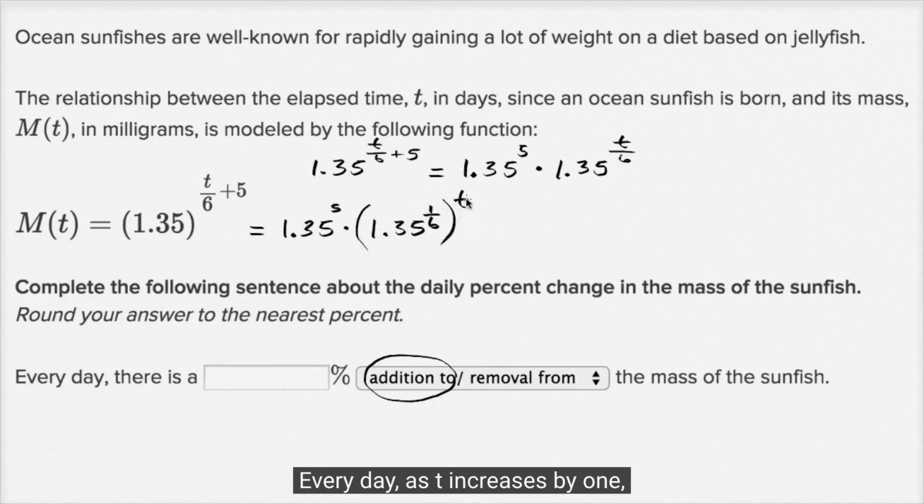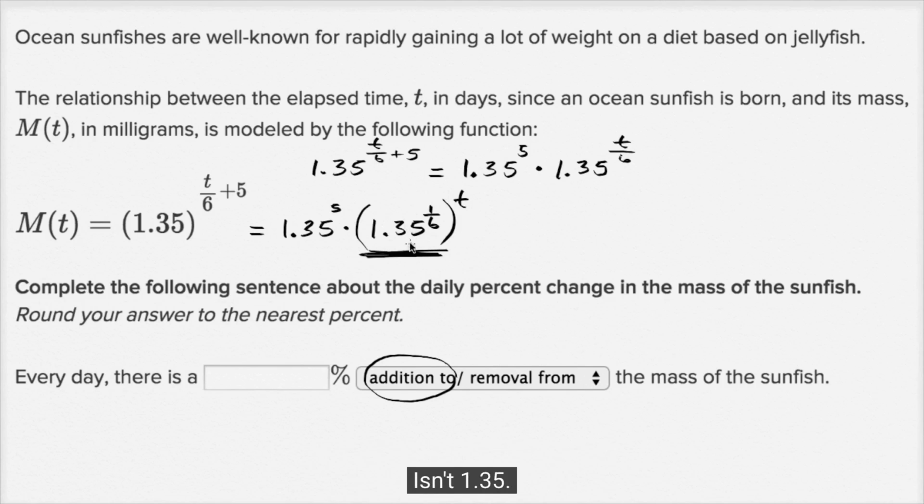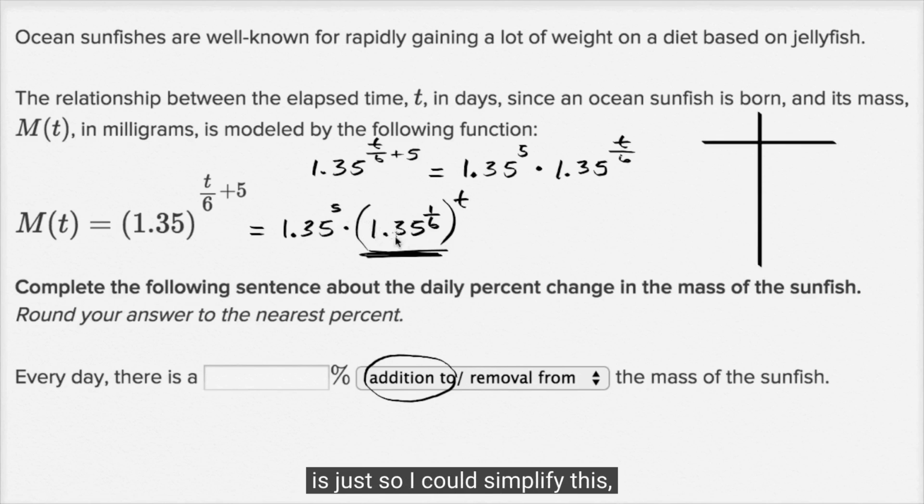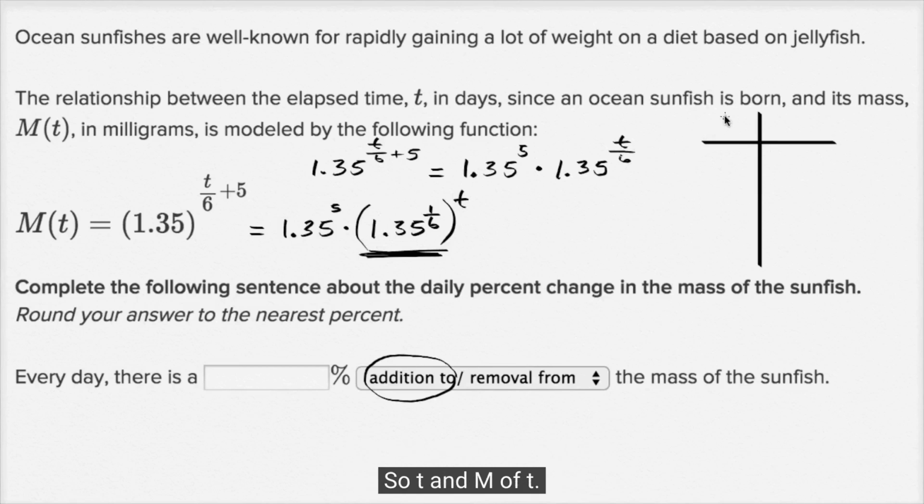So let's think about it. Every day as t increases by 1, now we can say that we're going to take the previous day's mass and multiply it by this common ratio. The common ratio here, the way I've written it, isn't 1.35. It's 1.35 to the 1/6 power. Let me draw a little table here to make that really clear. And all of that algebraic manipulation I just did is just so I could simplify this so I have some common ratio to the tth power. So t and m of t.